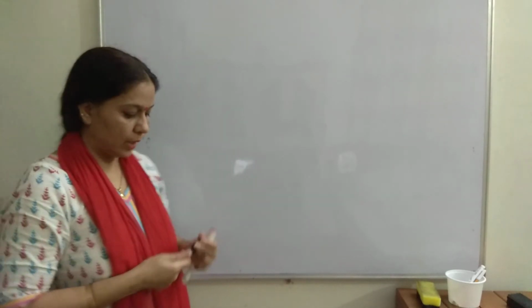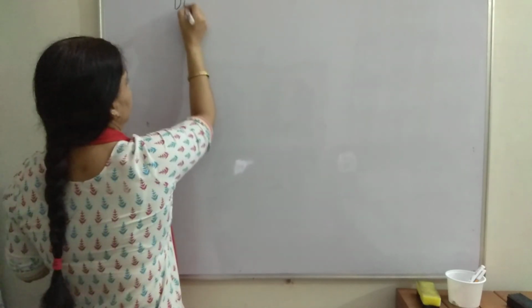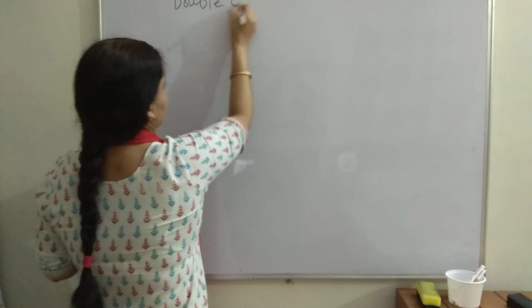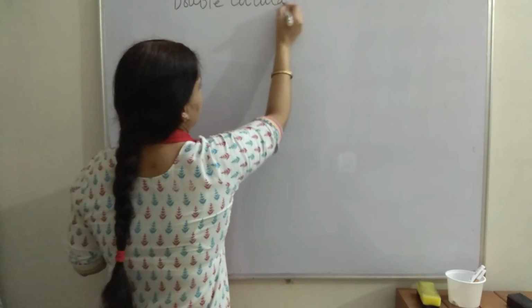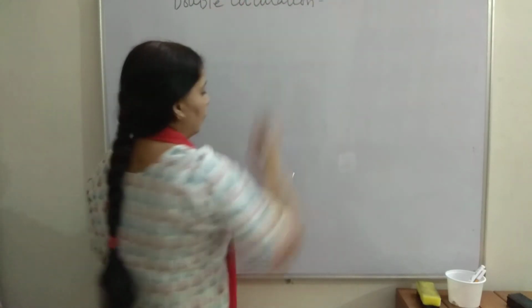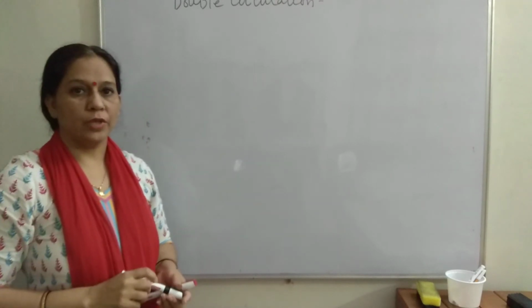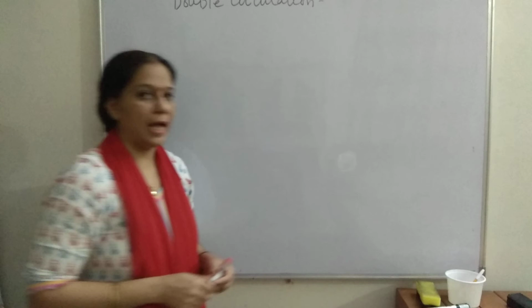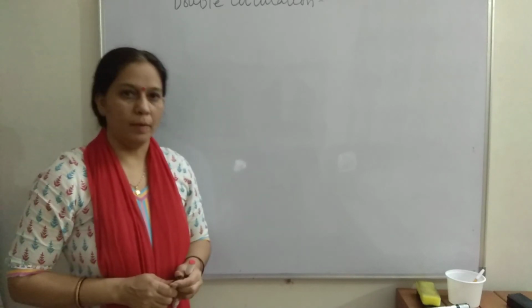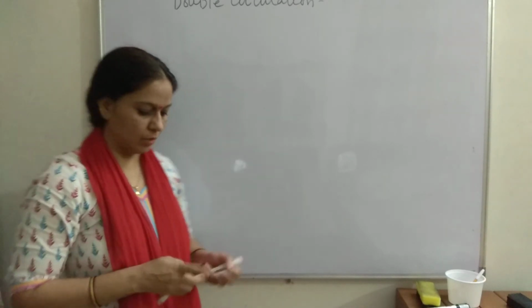So double circulation means flow of blood twice through the heart and once through the body, which is supply of oxygenated blood to all parts of the body. That is called double circulation.